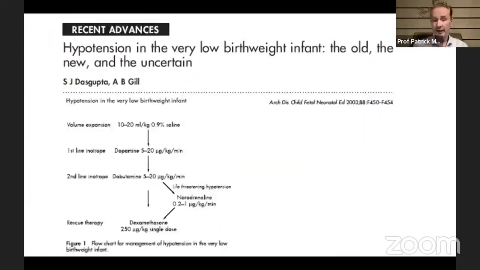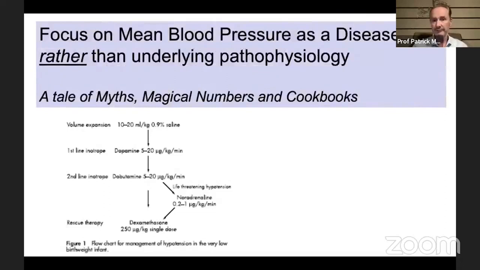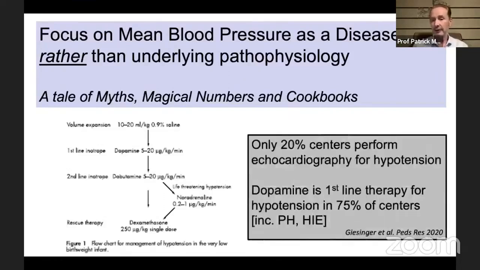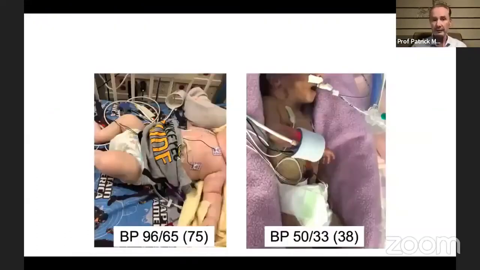In many centers, not just in North America, but across the world, an algorithmic approach to the cardiovascular system continues to be used. And we continue to have this very obsessive focus on mean arterial pressure and have elevated this to being a disease rather than a symptom. So in that same survey that Reagan conducted, only 20% of centers actually performed echocardiography to try and physiologically characterize the nature of hypotension. And dopamine continues to be the most common therapy used in most centers for most indications.